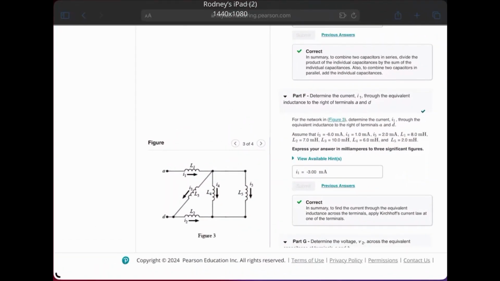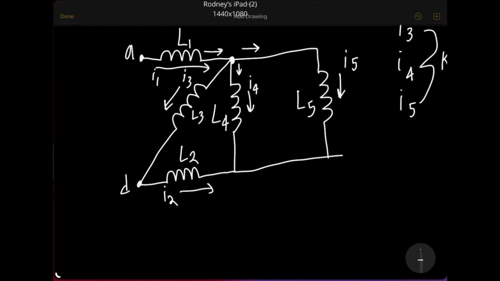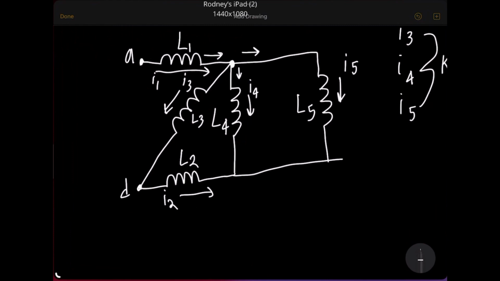So, we're given I3, I4, and I5. So we're looking at this node here. So we know I3 is coming in, I4 is leaving down this way, and then we have I5 going to the right up top.